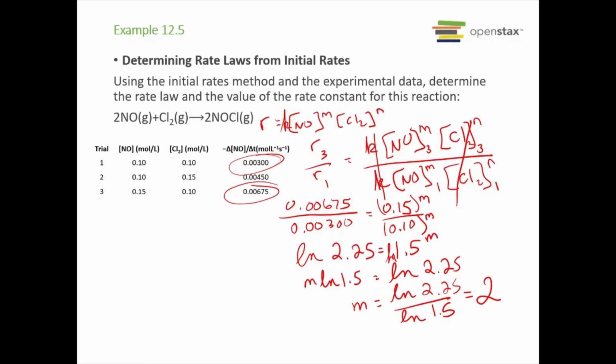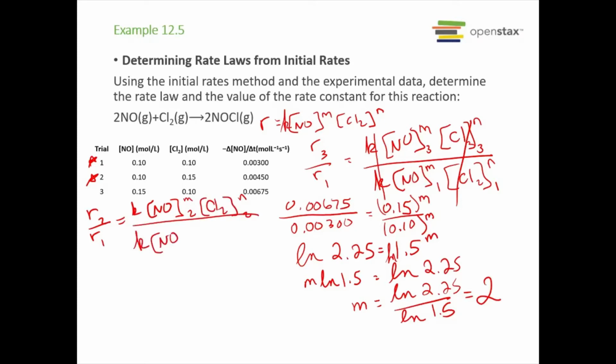So to do that, we're going to basically do the same steps, except this time we need NO to be constant, so it cancels out, and then Cl2 to change, and that is trials 1 and 2. So for this one, now we're going to have the rate of 2 divided by the rate of 1 equals K times NO from 2 to the M times Cl2 from 2 to the N divided by K times NO from 1 to the M times Cl2 from 1 to the N. K's go, NO's go, and now we can start plugging in some numbers.